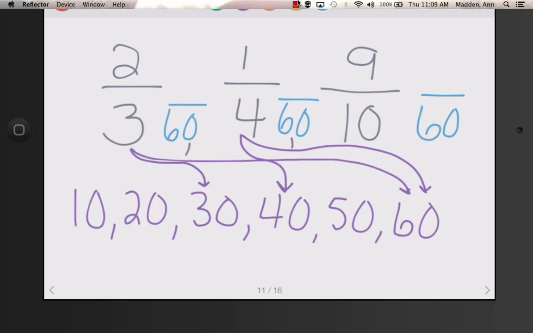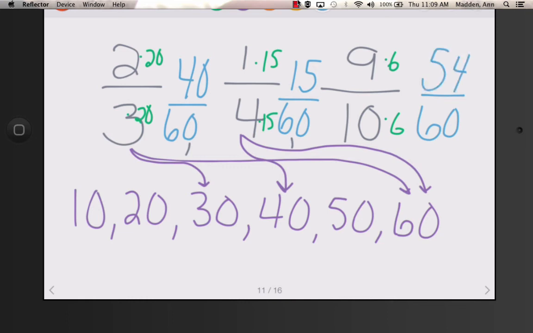And 3 times what is 60? 3 times 20 is 60. So 2 times 20 is 40. 4 times what is 60? 4 times 15 is 60. So 1 times 15 is 15. And 10 times what is 60? 10 times 6 is 60. And 9 times 6 is 54.